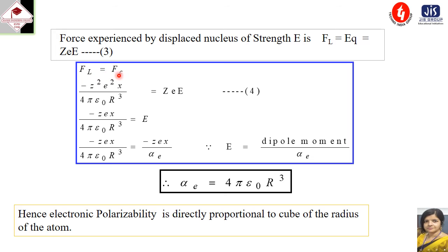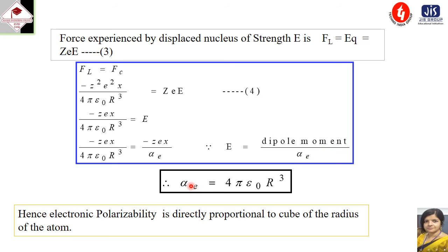So now the Lorentz force will be balanced by the Coulomb force. So we are writing the expression of Fl and here Fc. So putting it as equation number 4. Now what we are getting after calculation, we are finding out the value of E, that is equal to dipole moment by alpha E.